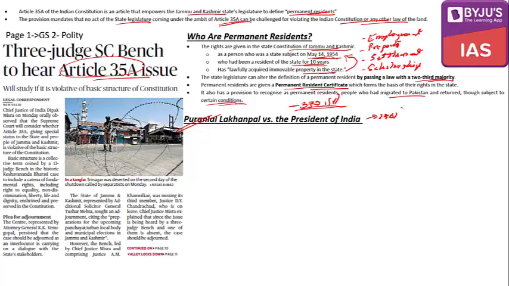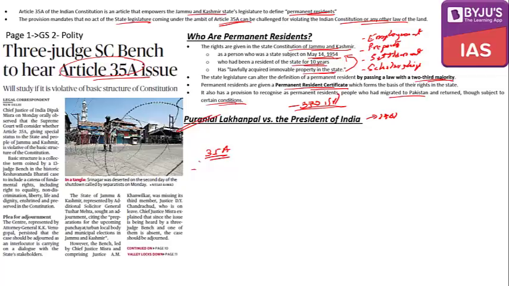So one of the first things that we will have to understand is, let's try and discuss the arguments with respect to why Article 35A should not be retained. This Article 35A should not be retained because it is not in line with the other states. That's the first point that we need to understand. So what exactly are the arguments for deletion of this particular article, that is 35A?